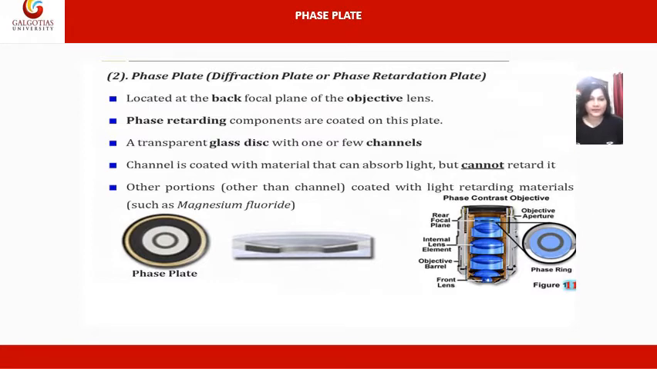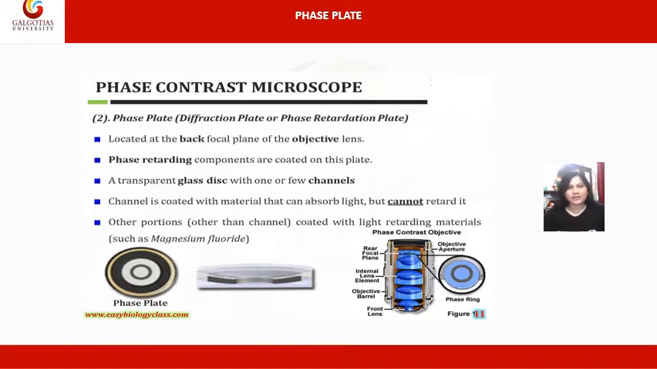The channel is coated with a material that can absorb light but cannot retard it. Portions other than the channel are coated with the light retarding material, such as magnesium fluoride. See, I told you that the phase plate is coated by two types of material. First, the material which can absorb light but cannot retard it, and second, the material which can retard the light rays, like magnesium fluoride. Now, what will happen?